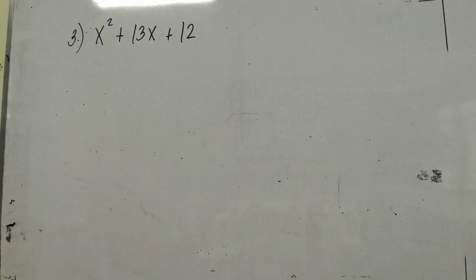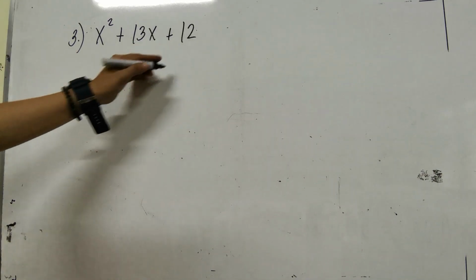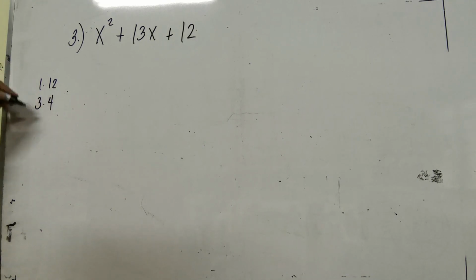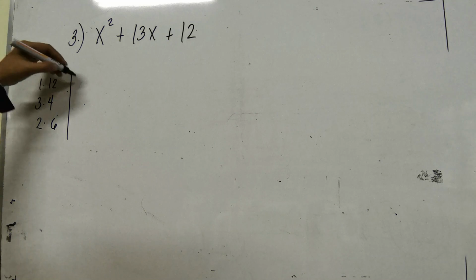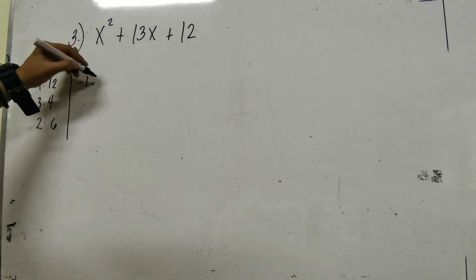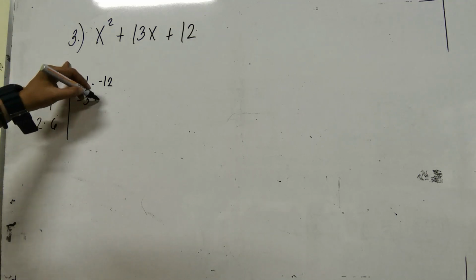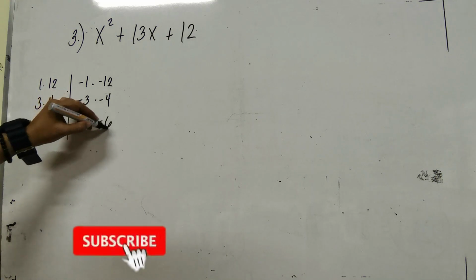We have x squared plus 13x plus 12. Diretso na tayo. So, we have factors for 12. Positive. We have 1 times 12, 3 times 4. And then, 2 times 6. Then, pwede rin naman na negative 1 times negative 12, negative 3 times negative 4, negative 2 times negative 6.